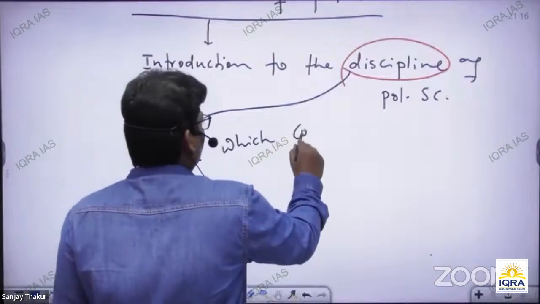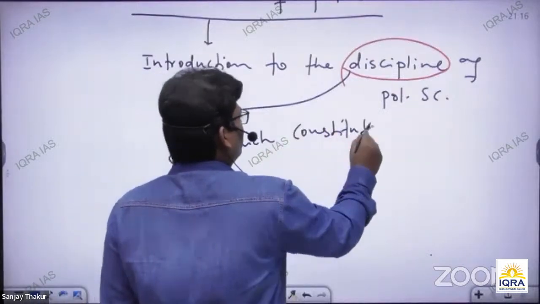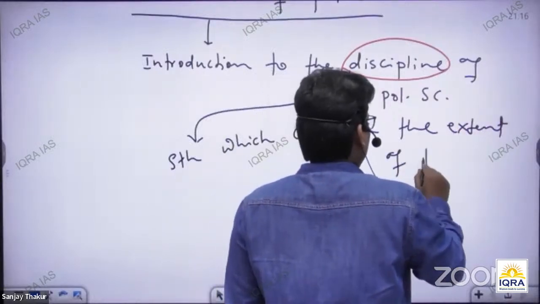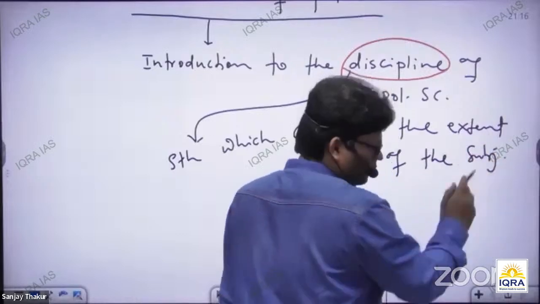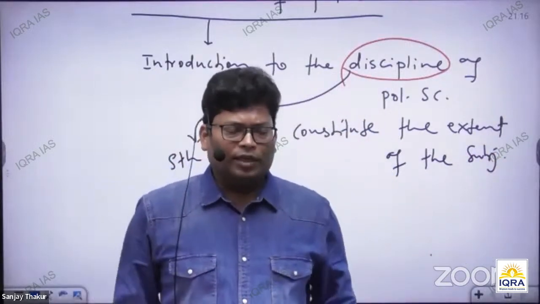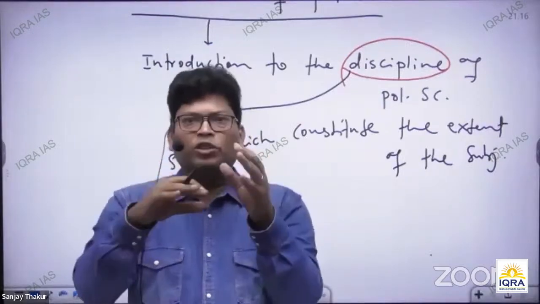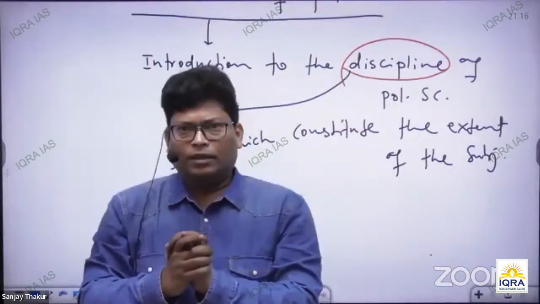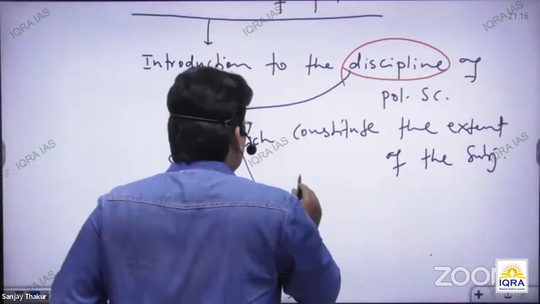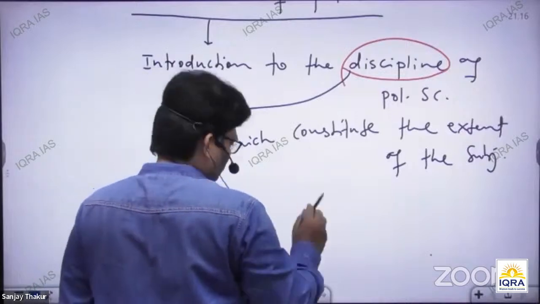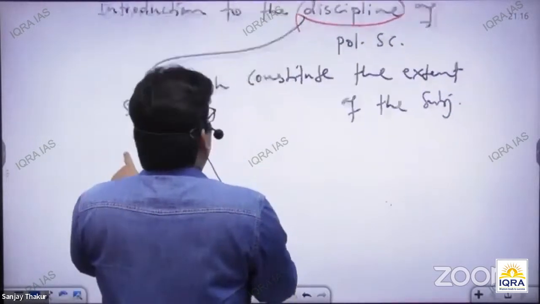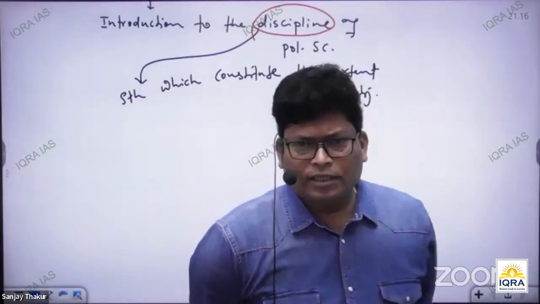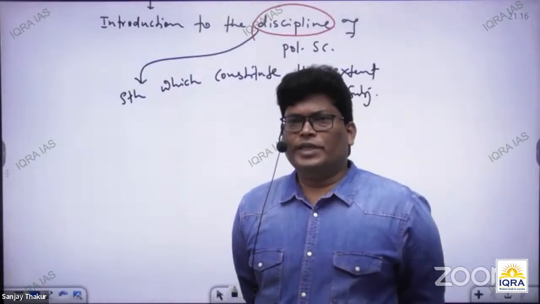So directly or indirectly, if the term discipline is employed along with any subject, it means something which constitutes the extent of the subject, means the limit of the subject. The limit of the subject means if a subject is formed out of different kinds of orders, different kinds of ingredients, then all those ingredients would be termed as discipline. Okay, something which constitutes the extent of the subject. Now the question is, what's the extent of the subject like political science?